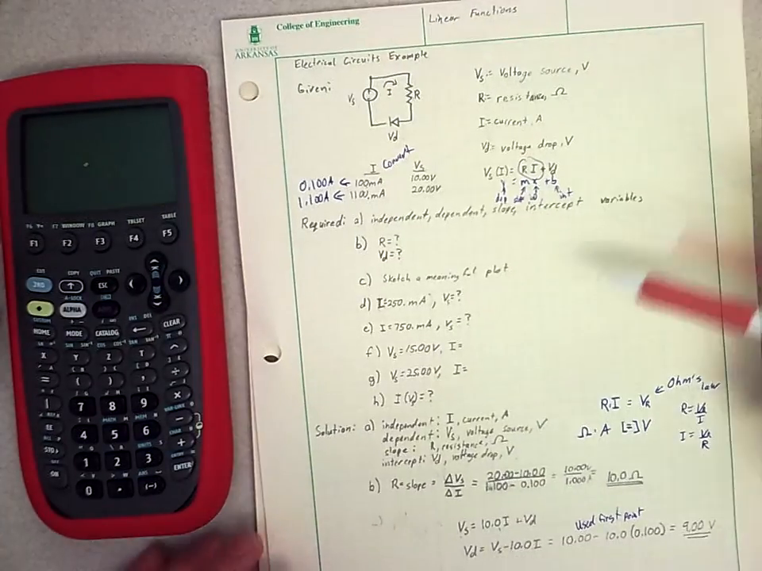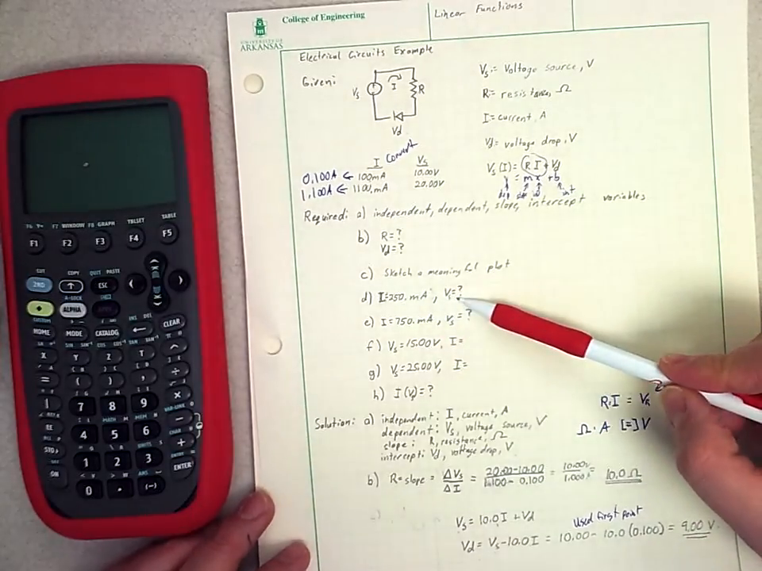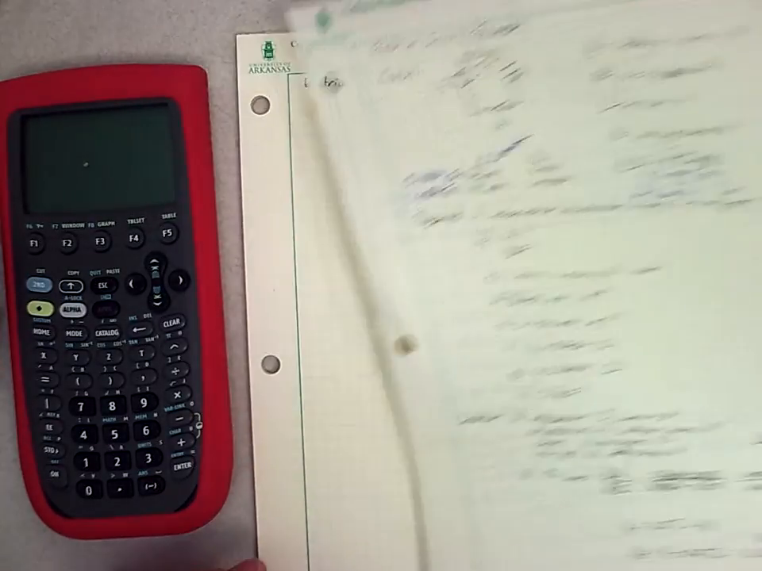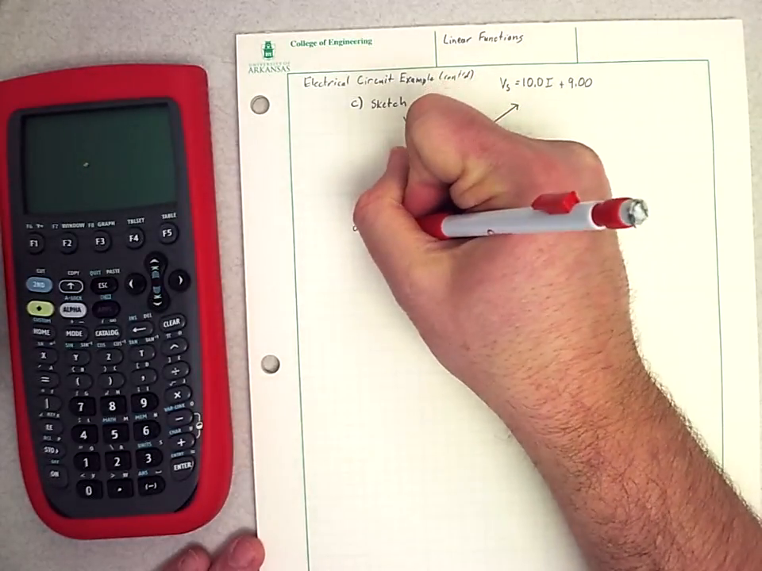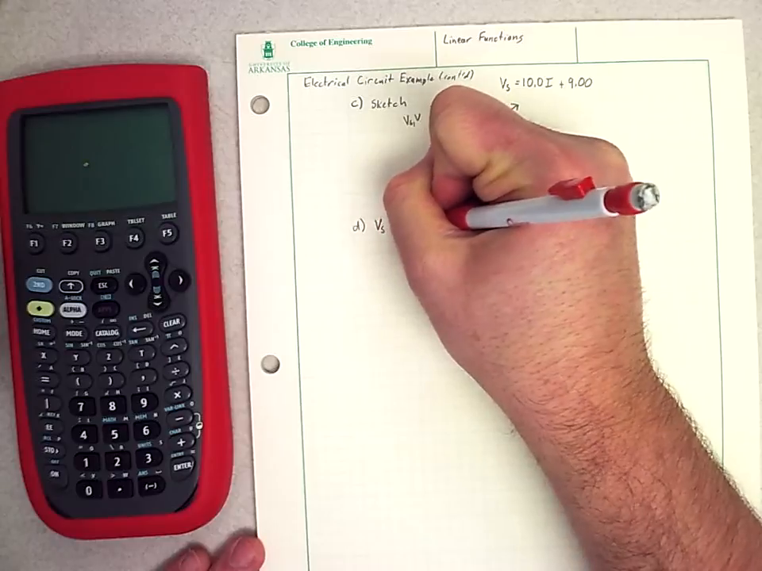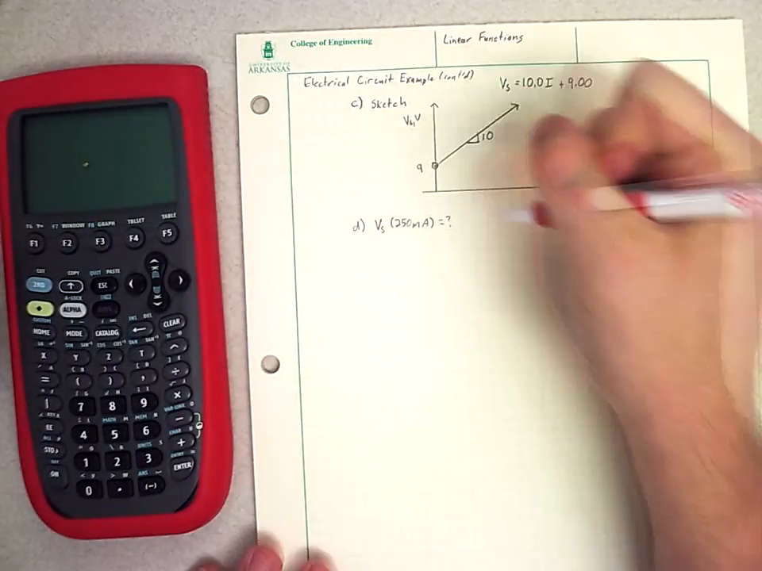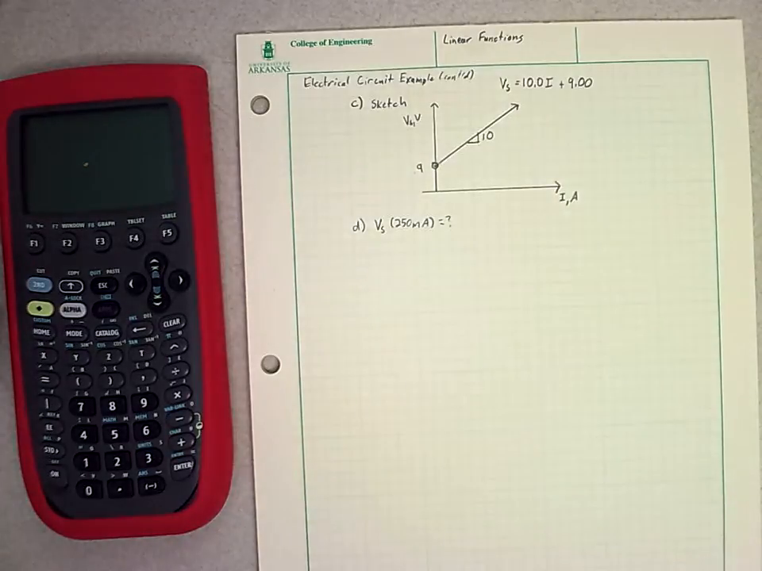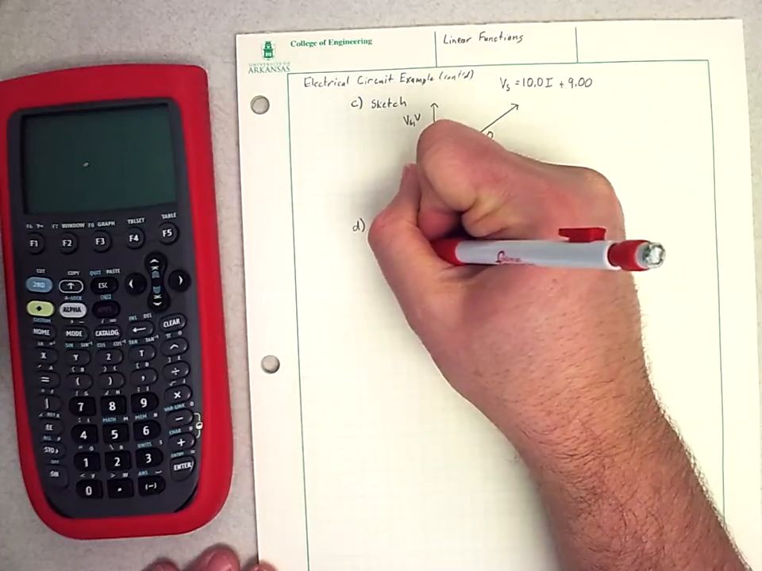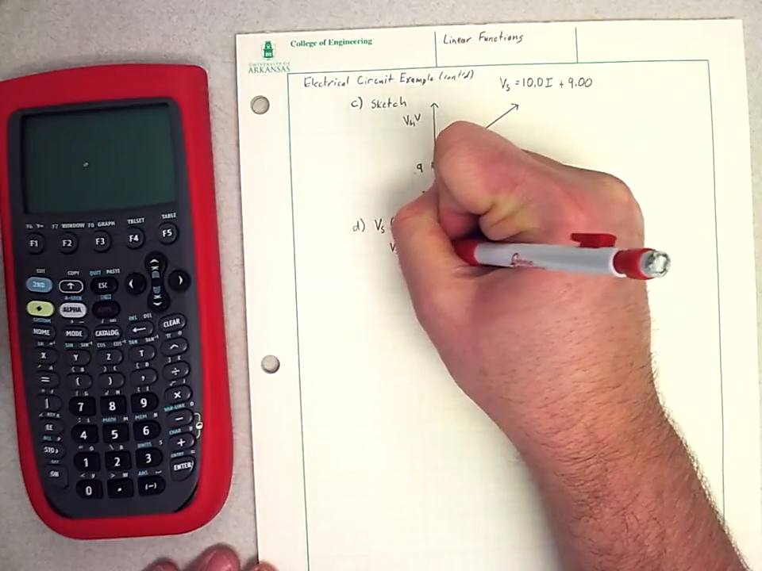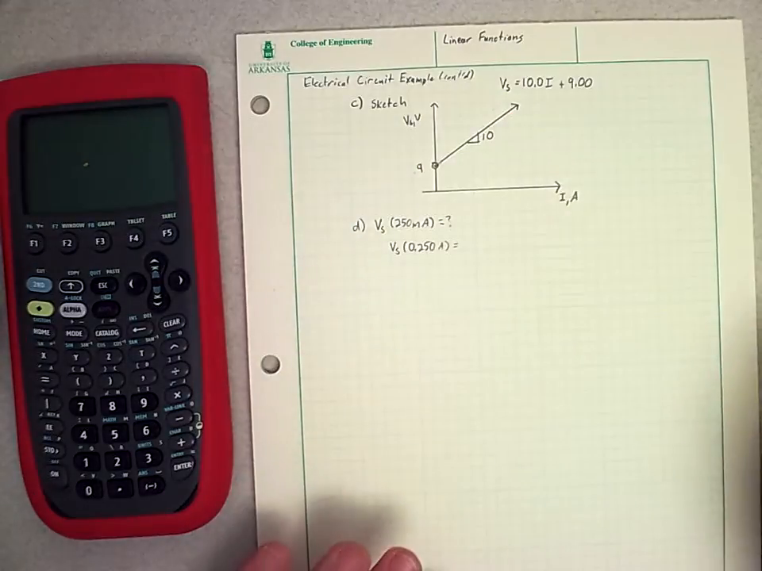Moving on to part D, we were asked for a current of 250 milliamps, what voltage source is required. And so another way to think of that is Vs of 250 milliamps. But again, what does that equal? And again, the first thing we should remember is that our function is given in terms of amps. So we should first convert that, and what we're really asking is what is Vs of 0.250 amps.